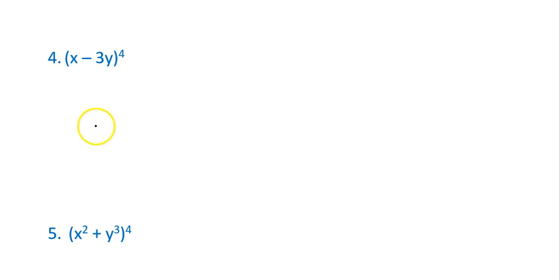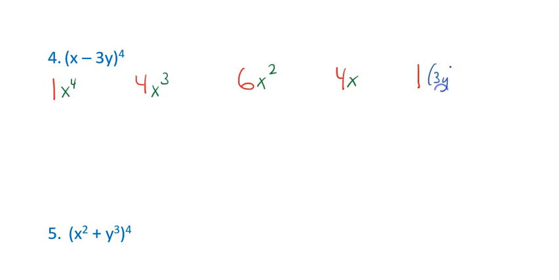So now example 4 would be an excellent one for you to try. If you want to pause and try that one on your own, do so now. Okay, you should have started with 1, 4, 6, 4, and 1. And then taken the x to the 4th and worked left to right. So x to the 4th, x to the 3rd, x squared, and x. Then taken the 3y and worked right to left. So (3y) to the 4th, (3y) to the 3rd, (3y) squared, and 3y.